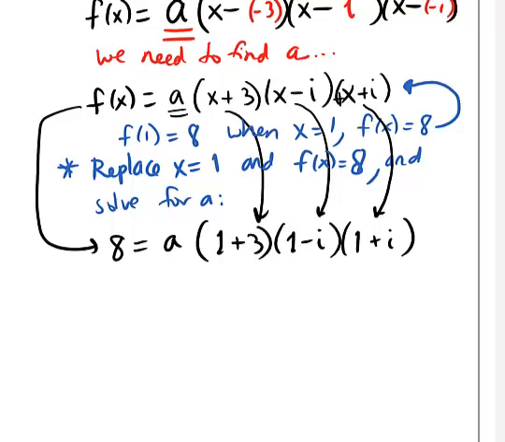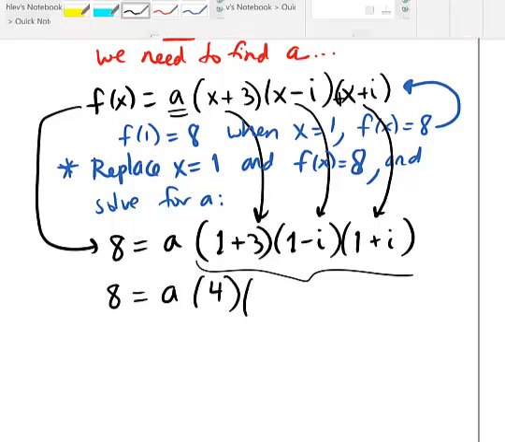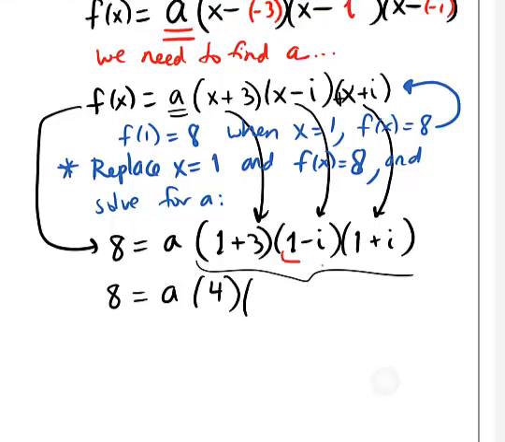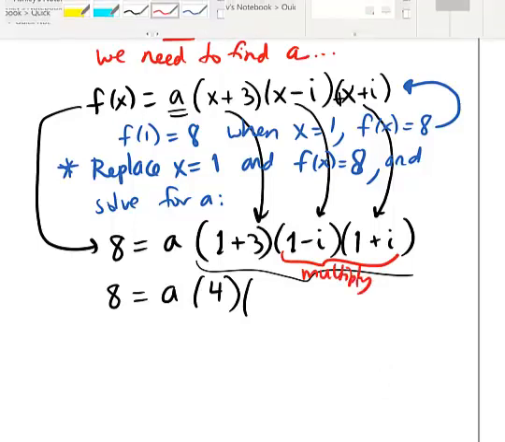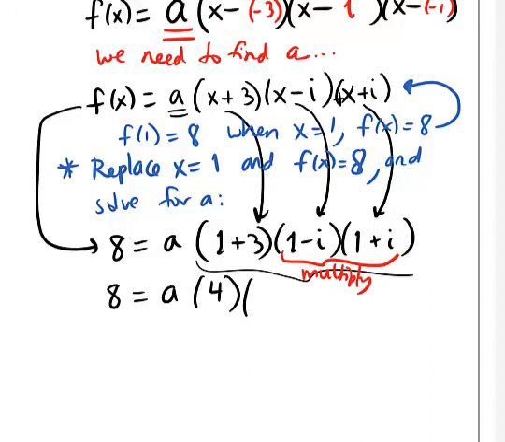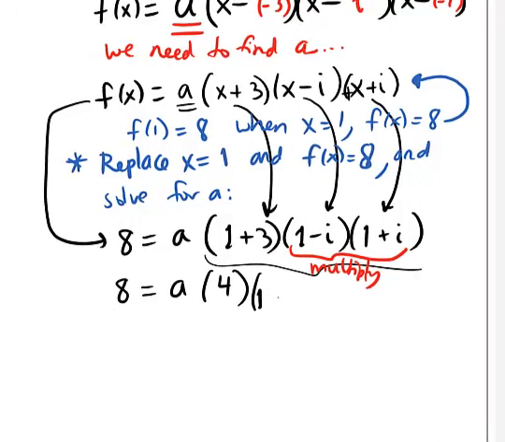Okay, so I want to solve for a, but maybe I'll multiply this out over here on the right side. I'll see what that is. 8 equals a times, well, 1 plus 3 is 4, so I got that here. And then I think I'm going to FOIL this out. When you have conjugates like this, notice 1 minus i and 1 plus i, usually they multiply out really well, like we've seen in the very first section in this class when we reviewed conjugates. So if I FOIL that out, I get 1 plus i minus i squared equals a times 4.